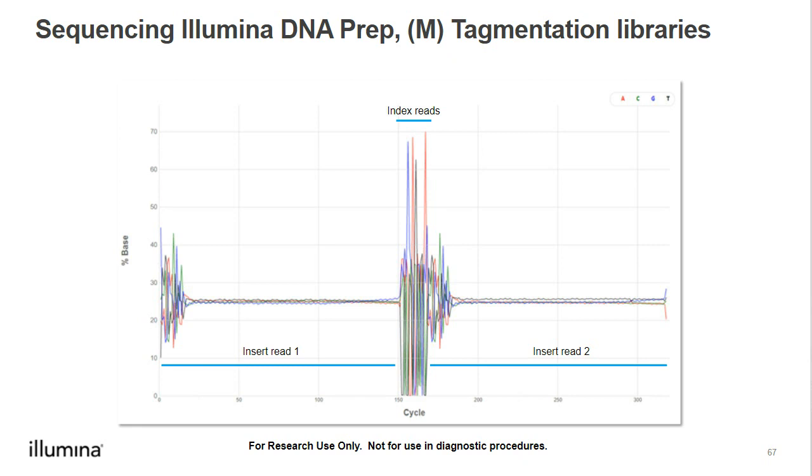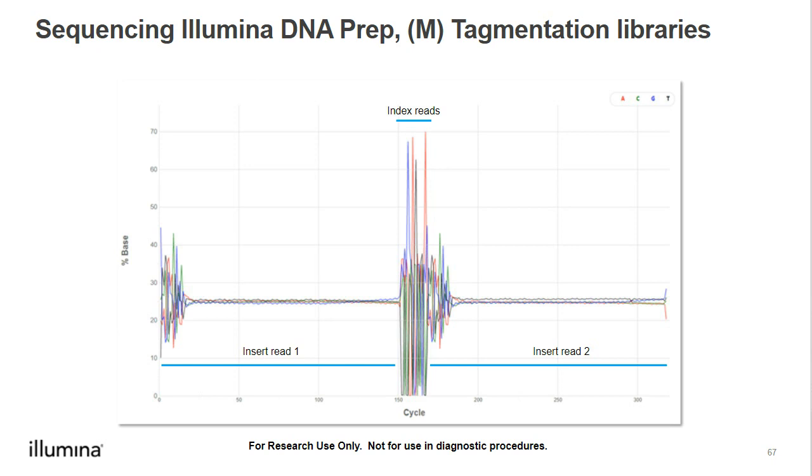So when the percent base plot shows fairly straight lines as the cycles progress, it indicates that the bases are balanced. The index reads are quite spiky in this run, and this can be normal depending on the index sequences we've chosen for our samples.